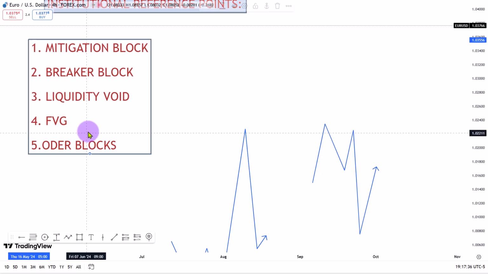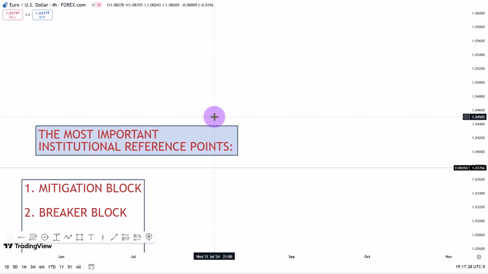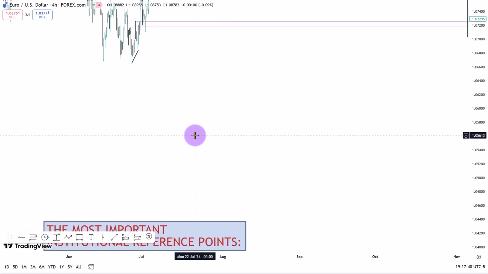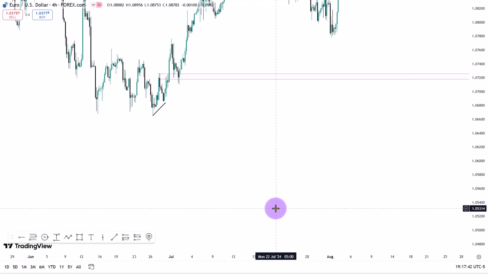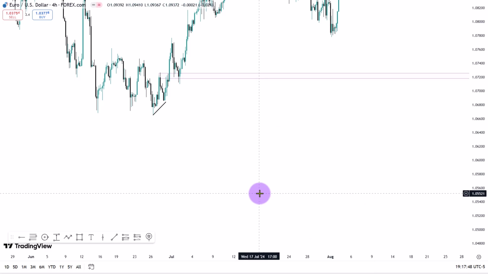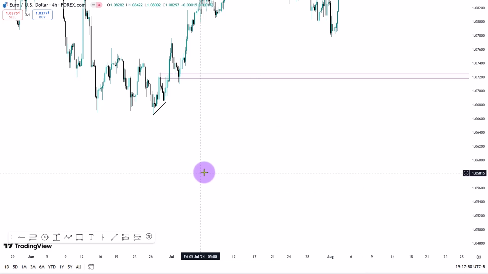All right, then let's go to the chart. Today I just want to show you only one example, which is the first one we just started. We're going to be looking at the mitigation block. There's actually 2 types of the mitigation block. You either have a bullish or a bearish mitigation block.